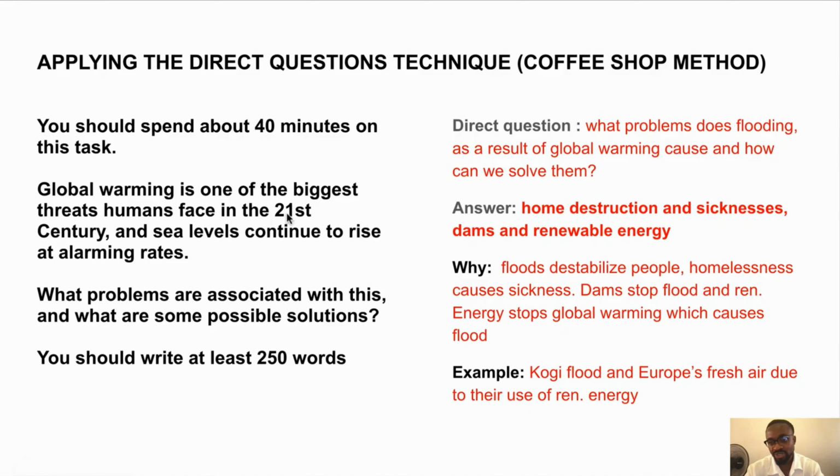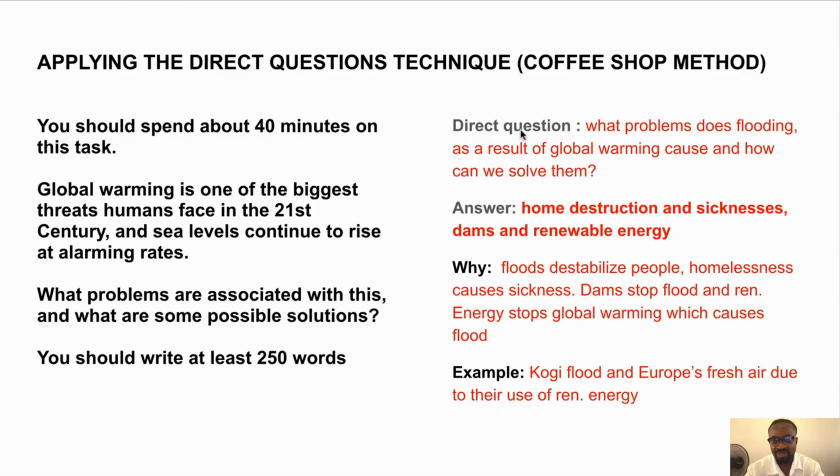When you turn this into a direct question, what is it going to read like? That is what we have here on the right. What problems does flooding as a result of global warming cause, and how can we solve them? As simple as that, instead of this highly academic and technical way of writing it, which we have here in the main question. This is a simple way to ask yourself the question to help you understand it better and help you think up easy ideas to write in the rest of your essay.